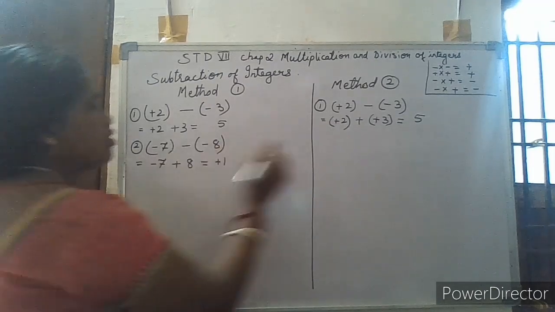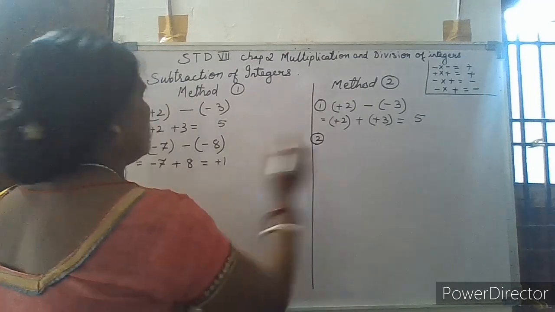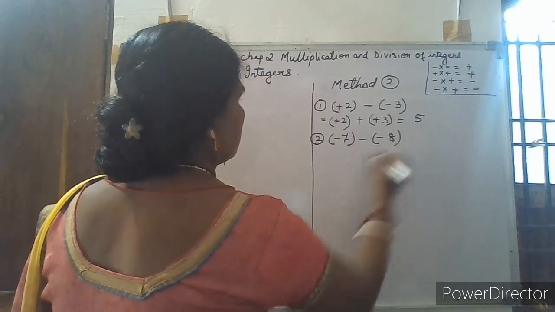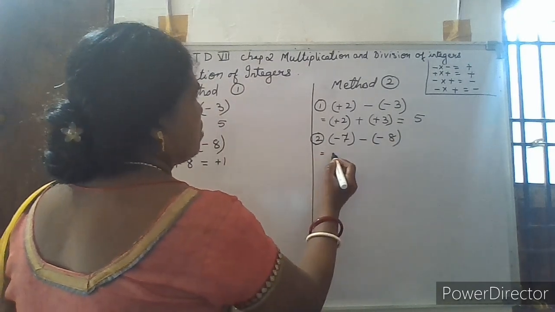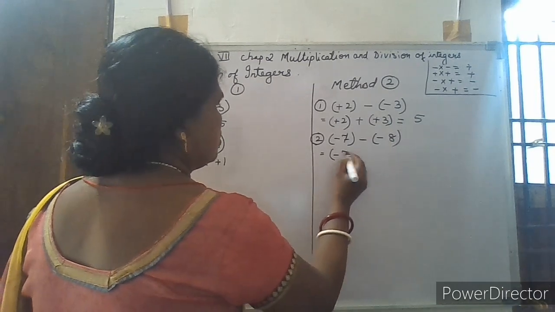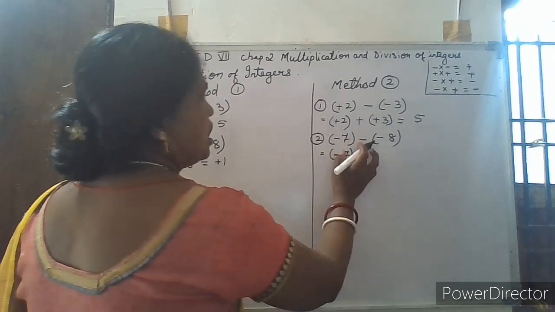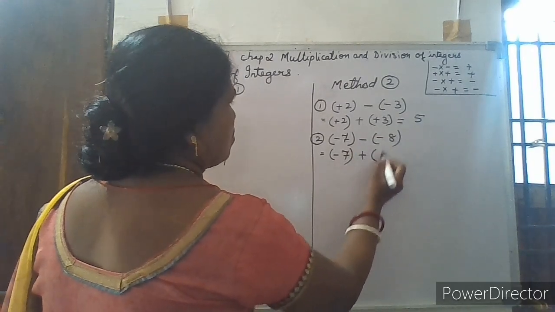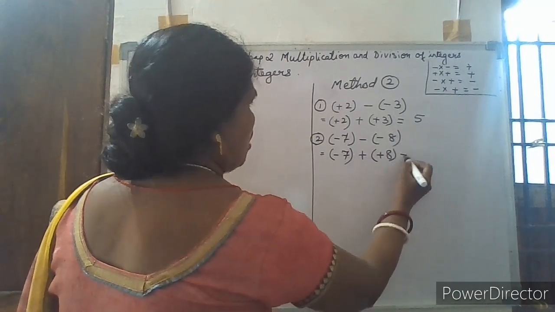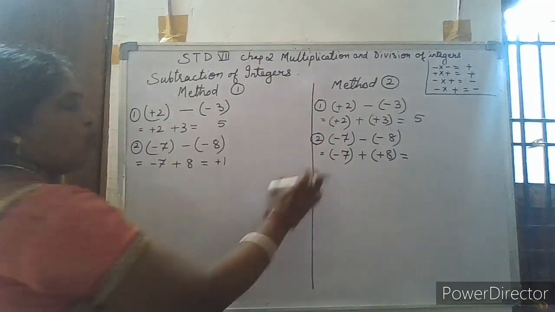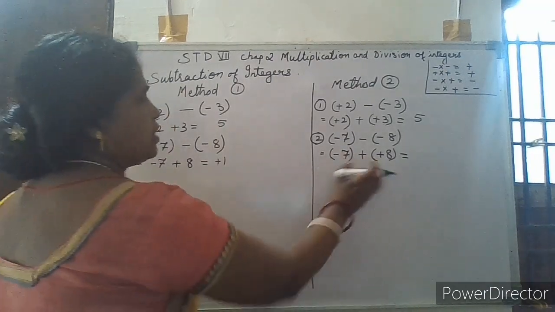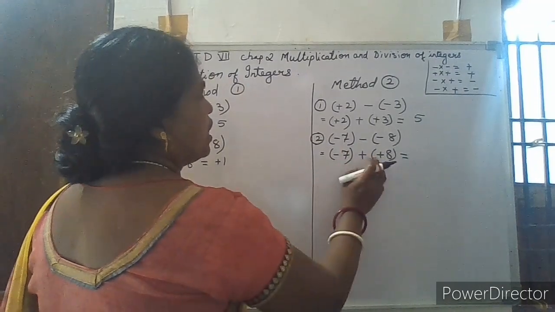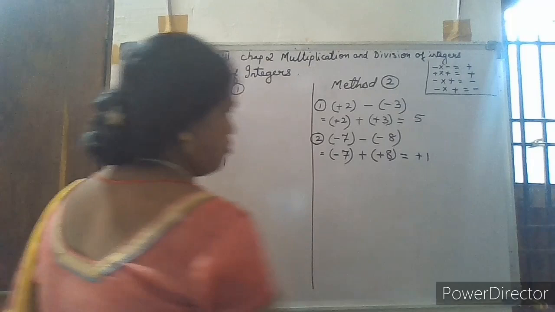Now the same example when we do it with the second method. Minus 7 minus in the bracket minus 8. Here minus 7 will be as it is. Here this minus sign and this sign also will change. Minus will convert to plus and this minus will convert to plus. Now we have got it in the addition form. So again apply the same rule of addition. Both the numbers have different sign. Subtract the numbers and put the sign of the greater number. So it is plus 1.